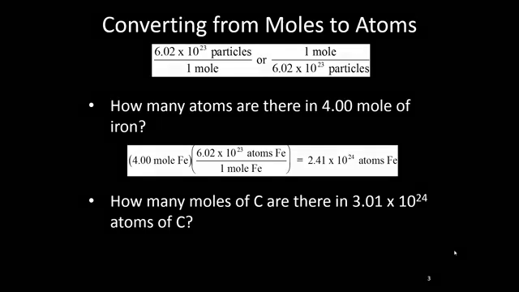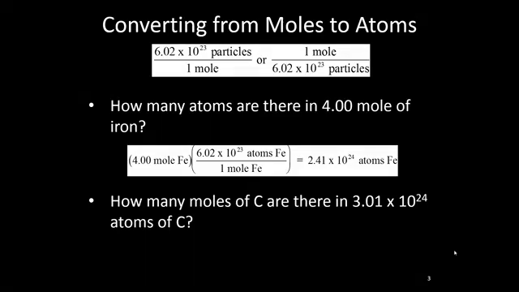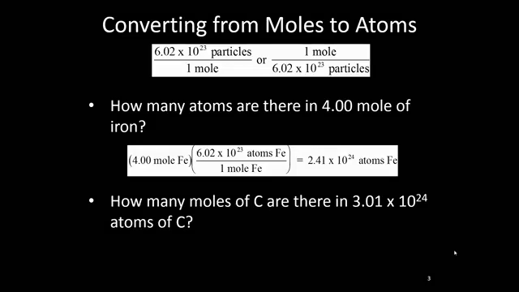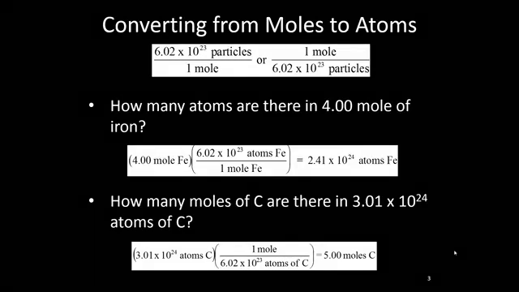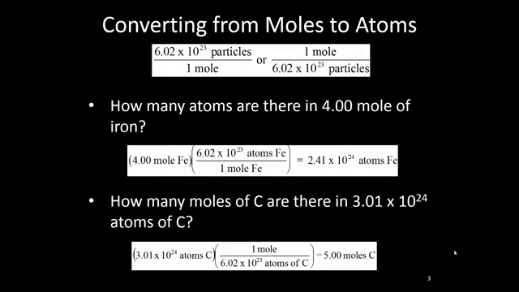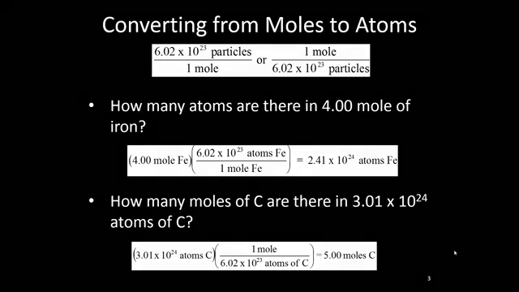We can also convert in the opposite direction. For example, we might ask the question, how many moles of C, or carbon, are there in 3.01 times 10 to the 24th atoms of C? Now we want to convert from atoms to moles. Instead of multiplying by Avogadro's number, we're going to divide by Avogadro's number. 3.01 times 10 to the 24th atoms of C divided by 6.02 times 10 to the 23rd atoms gives us 5.00 moles of C. In other words, 3.01 times 10 to the 24th atoms of C constitute 5 moles of carbon.